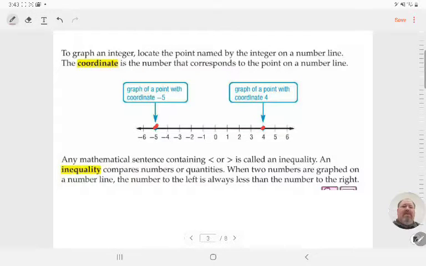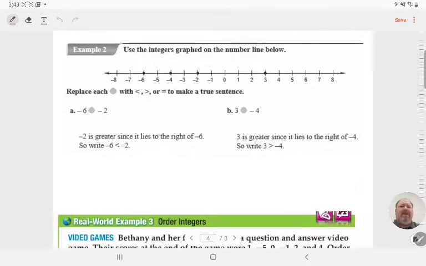Also remember that we have inequalities. So any mathematical sentence containing less than or greater than is called an inequality. An inequality compares numbers or quantities. When 2 numbers are graphed on a number line, the number to the left is always less than the number to the right. Okay? So for example, -5 and 4, -5 is to the left of 4, so -5 is less than 4. All right.